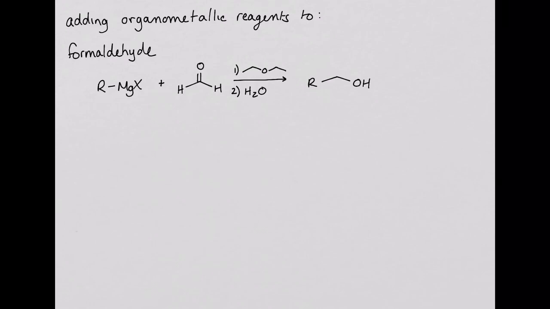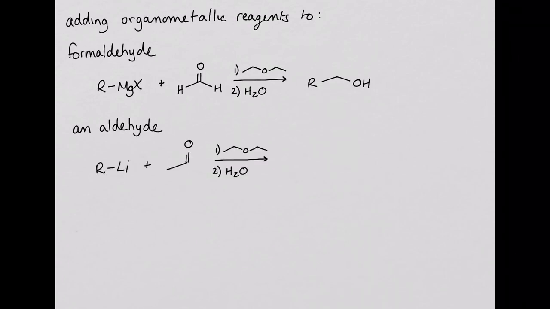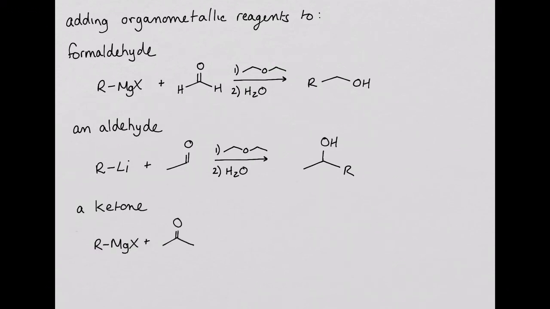alcohol. If instead we add our organometallic reagent to an aldehyde other than formaldehyde, such as this one, again in the presence of ether followed by a water workup, the product will be a secondary alcohol. Finally, if we add our organometallic reagent to a ketone in the presence of ether followed by a water workup, the product will be a tertiary alcohol.